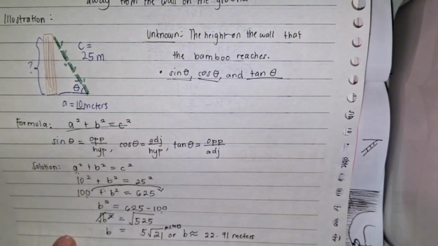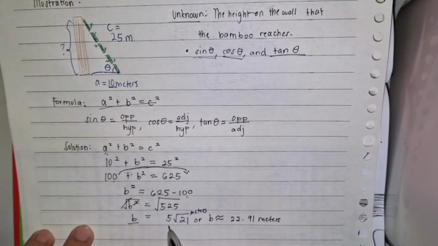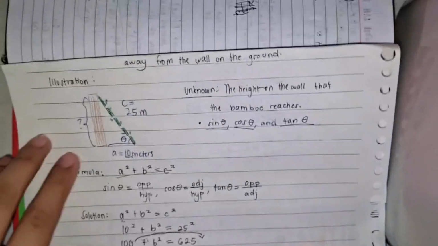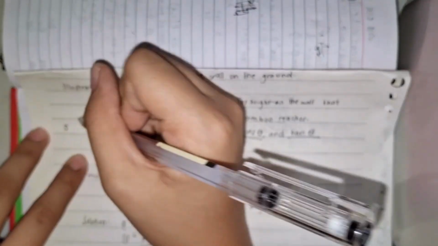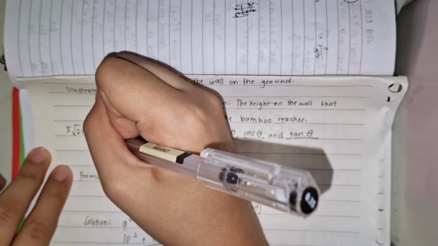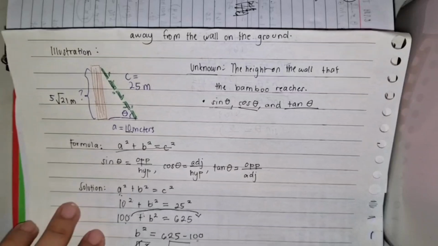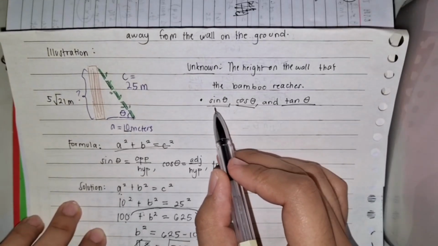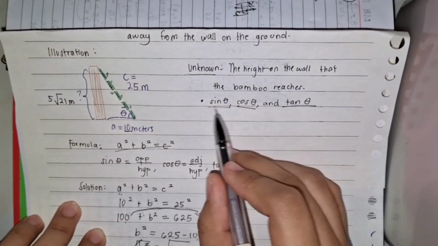Don't forget the units. Since we got the value of b, 5 square root of 21 meters, we can write it here. 5 square root of 21 meters. We can now look for the trigonometric values of sine theta, cos theta, and tan theta. Let's start with sine theta.